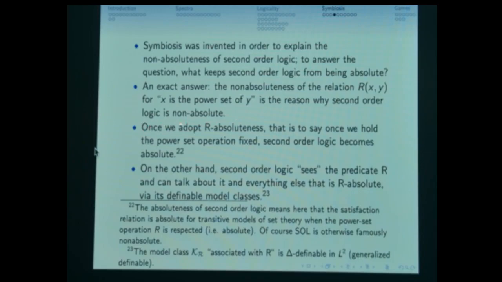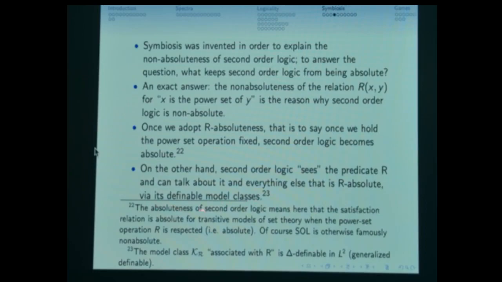Once we adopt absoluteness, that is to say, once we hold the power set operation fixed, second order logic becomes absolute. I will explain to you what this means in the next hour more precisely. On the other hand, second order logic sees the power set operation and can talk about it and everything else that is absolute with respect to the power set operation via its definable model.